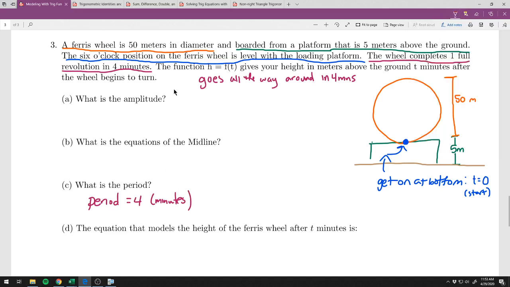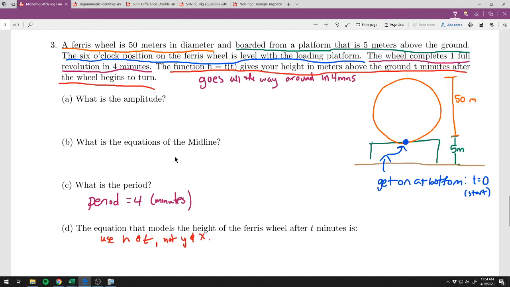And then the last line, finally, the function h equals f of t gives you your height in meters above the ground t minutes after the wheel begins to turn. All right, so all this is saying is when we get down to part D, you can see it says the equation. We're going to use h and t because that's what it's telling us right here, not y and x. If you type in the equation that you get with y and x instead of h and t, even though everything else is right, it will be marked wrong.